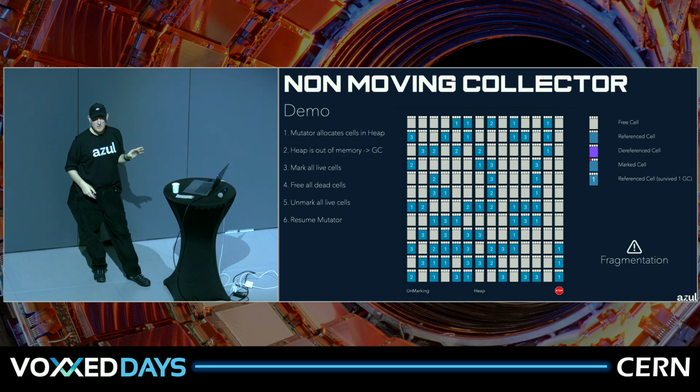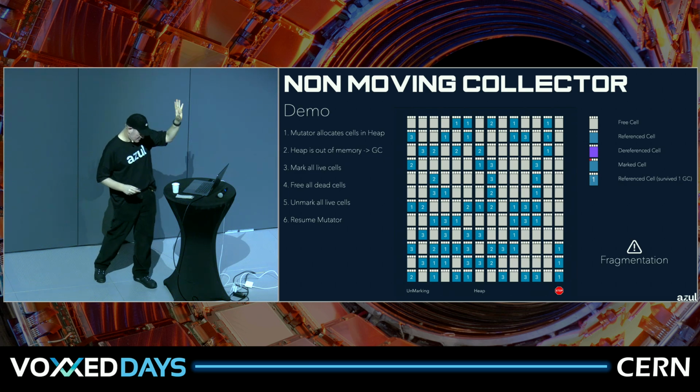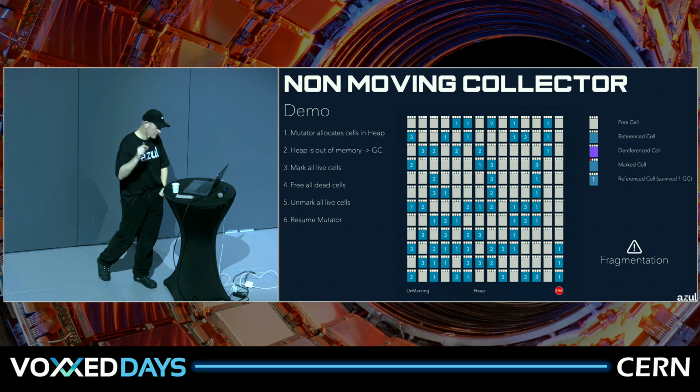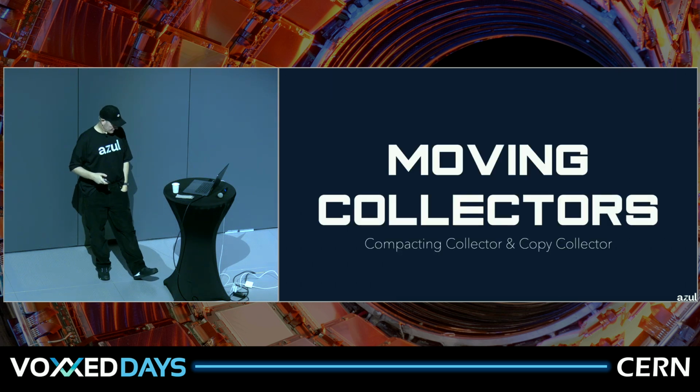And some people might be old enough to remember Windows 3.11. You know, this disk defragmentation looks like this, right? Same problem, exactly the same, right? We have the same problem in the heap if we just do mark and sweep. Well, to get around that, there are also so-called moving collectors, and we have two different ones.